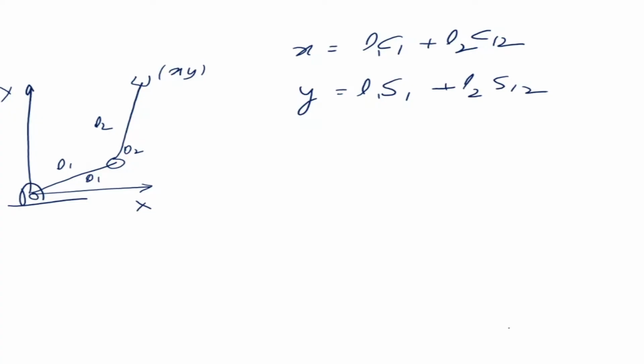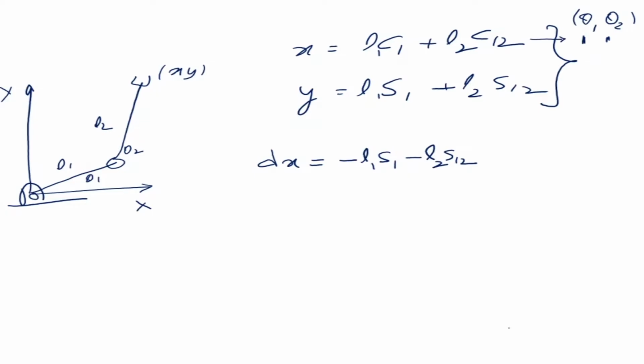Now I'm going to take the differentials of x and y with respect to theta 1 and theta 2. How many variables are there? In these two equations we have theta 1 and theta 2. So x is a function of theta 1 and theta 2, and y is also a function of theta 1 and theta 2. First I'll take the derivative with respect to theta 1, then with respect to theta 2. So dx is equal to minus L1 sin theta 1 minus L2 sin (theta 1 plus theta 2). Then I take it with respect to theta 2. The first term does not have theta 2, the second has theta 2, so it becomes minus L2 sin (theta 1 plus theta 2).